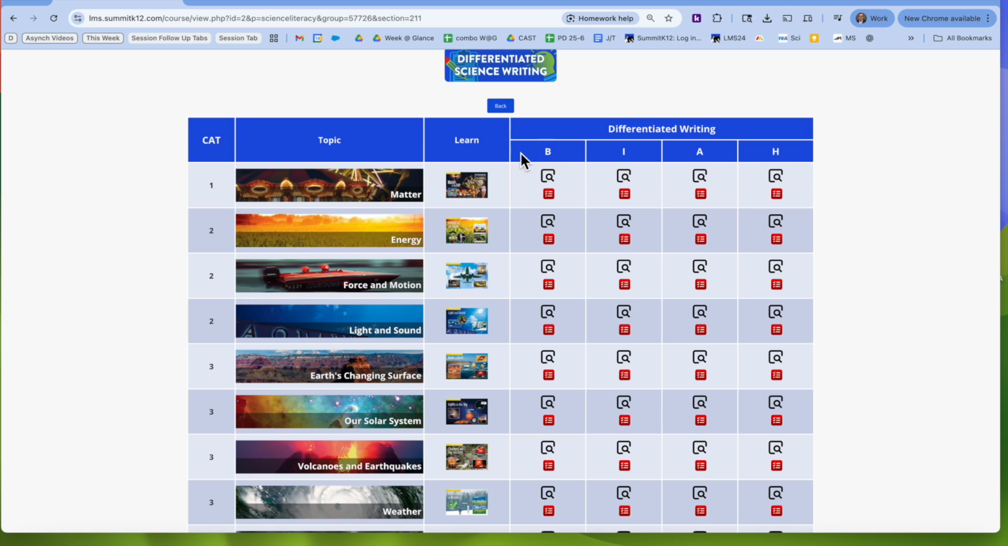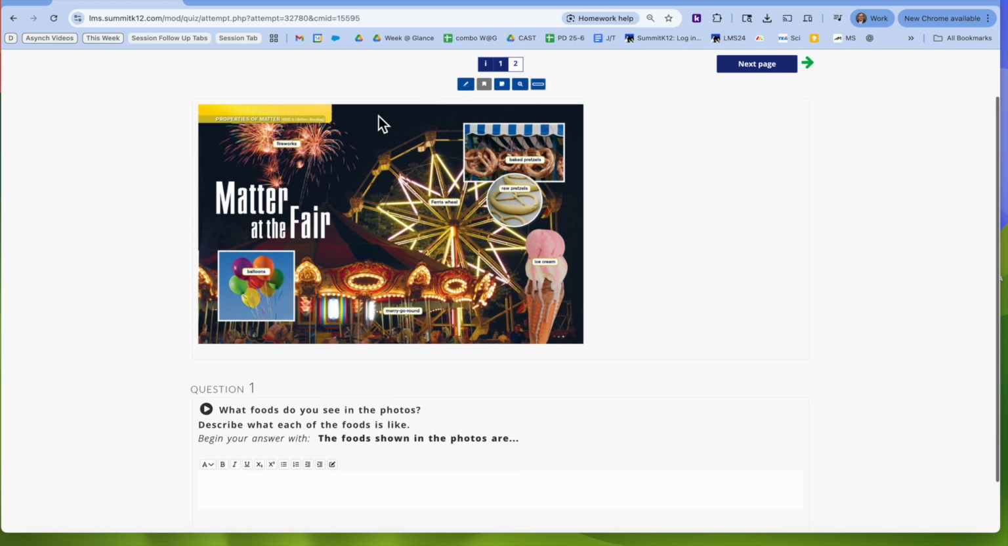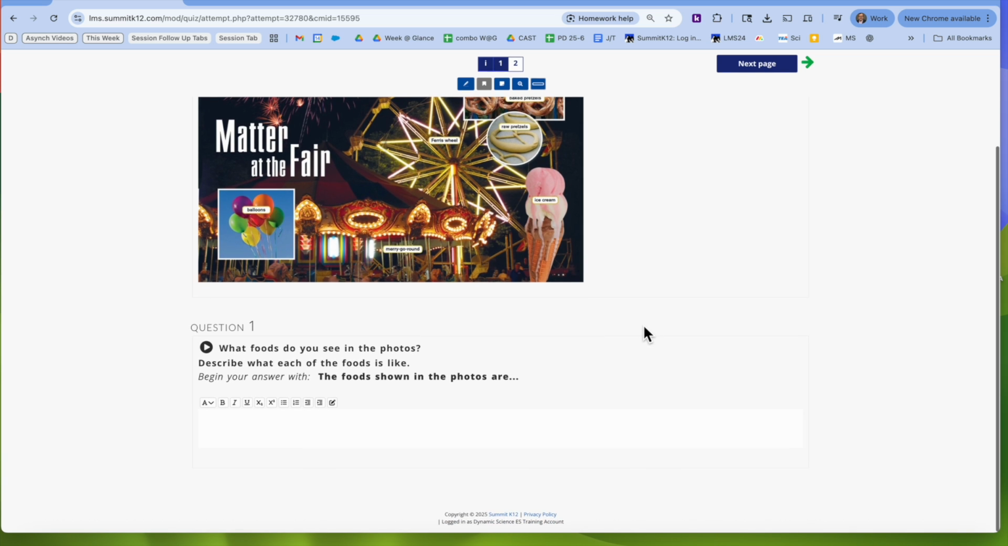We're going to look at matter and we're going to look at the beginning level. Each question has an image. This is one of the fair. And one or two questions. This question at the beginning level says, what foods do you see in the photo, and describe what each food is like. We're looking at properties of matter. And it even has a sentence starter. The foods shown in the photos are, and a place for students to write.